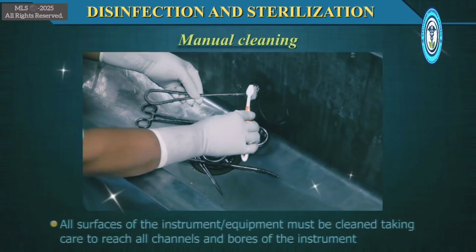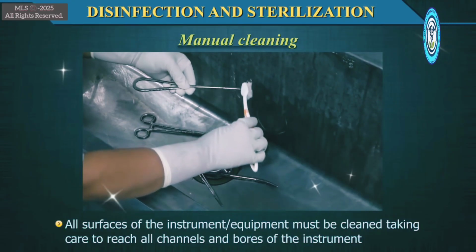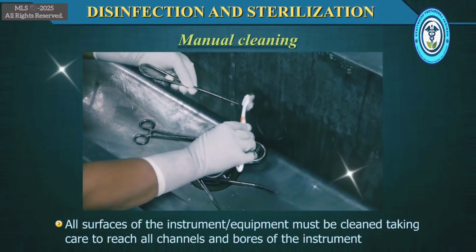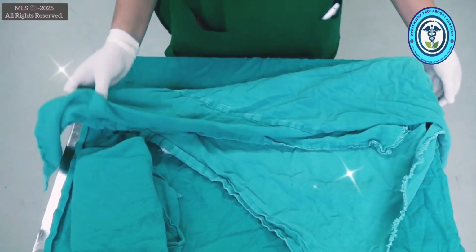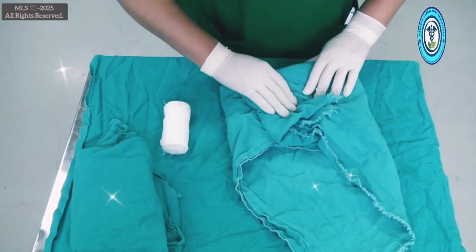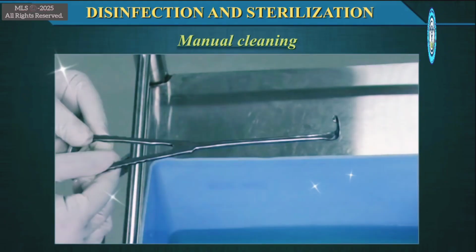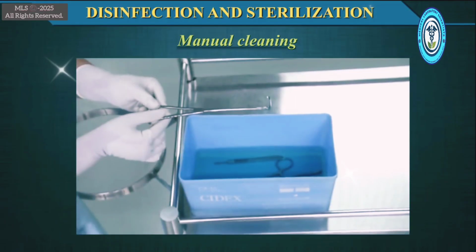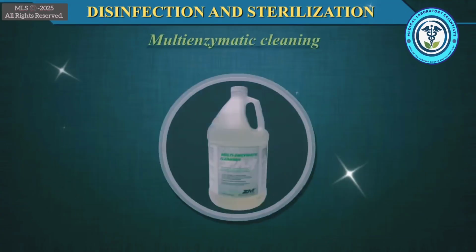Manual cleaning. All surfaces of the instrument or equipment must be cleaned, taking care to reach all channels and bores of the instrument. Dry the instrument in either a drying cabinet or hand dry with a clean lint-free cloth. Inspect to ensure the instrument is clean. Place the instruments in a high-level disinfectant, for example, Sidex.